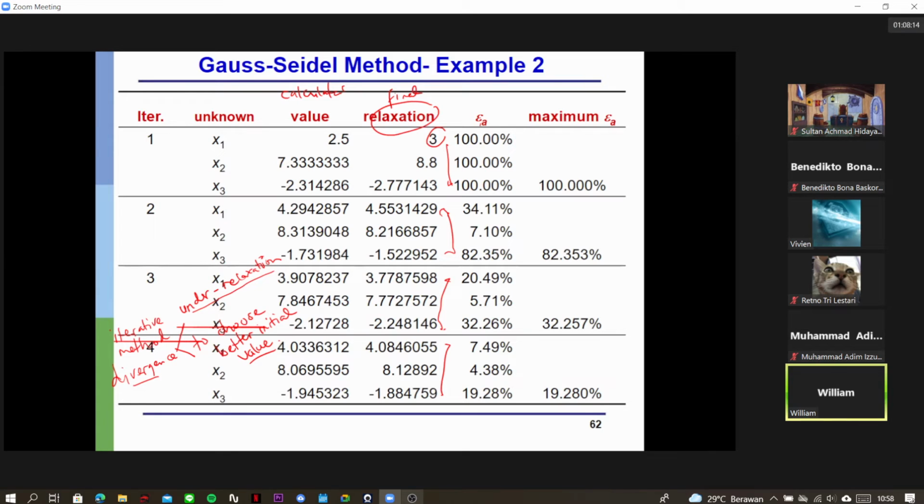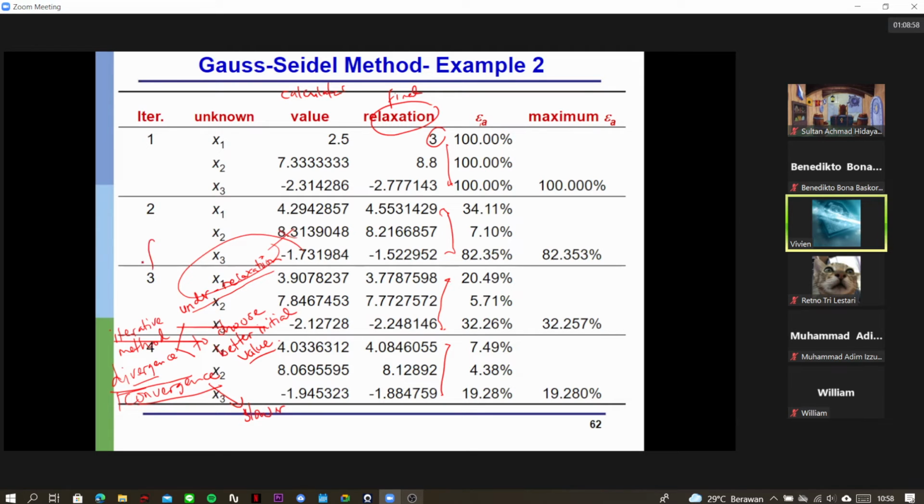So under relaxation is only for the divergence function. For the convergence function, it's not necessary to use under relaxation because it has a converged solution. If we have a converged solution, we don't need to apply under relaxation at all. Because if we apply under relaxation to a converged solution, it will make it slower. If we have a fine calculation and then apply under relaxation, that makes the convergence slower.